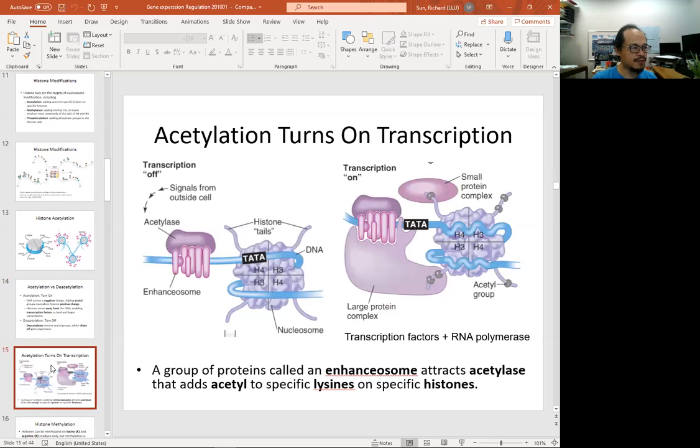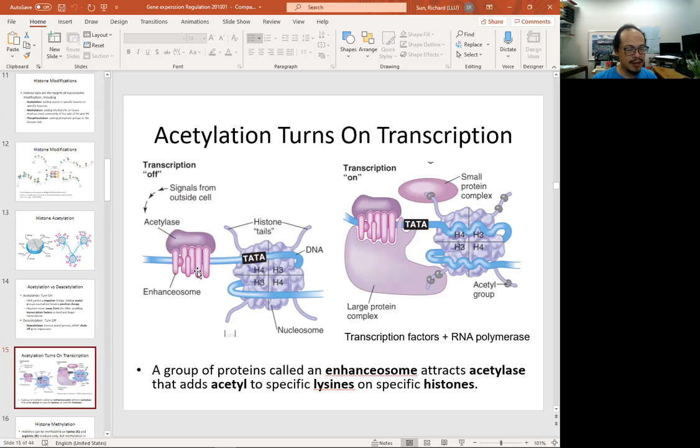This is the picture from the textbook. If you look at that, it's kind of complicated, right? So the basic idea is, that's a quiz question: will acetylation on the histone cause the gene to turn on or turn off? The answer is turn on, okay? So that's the only thing you need to know.